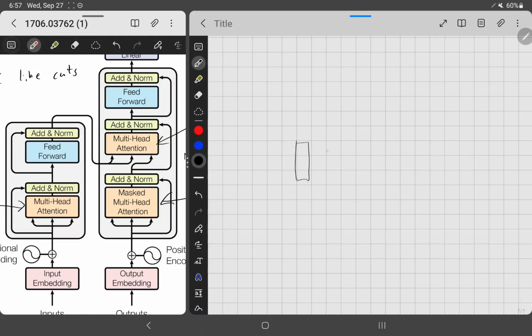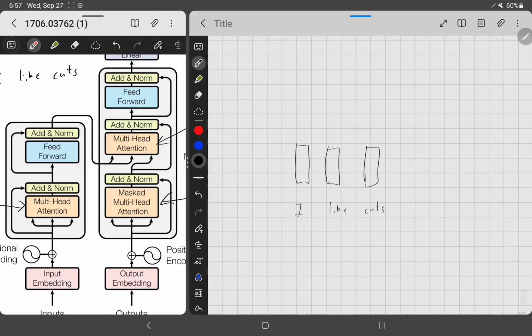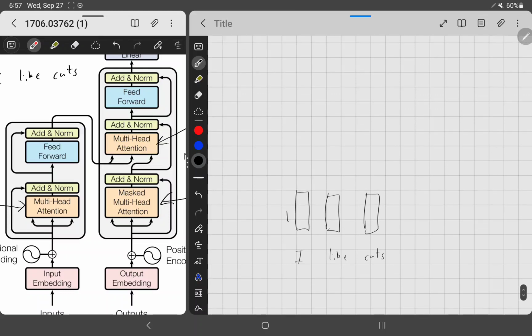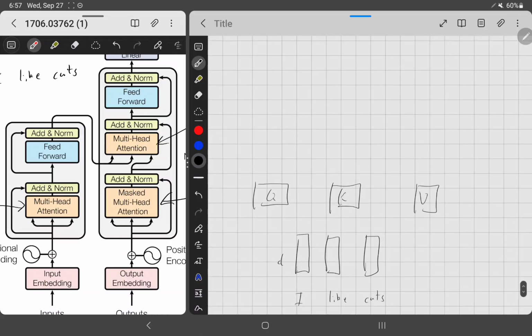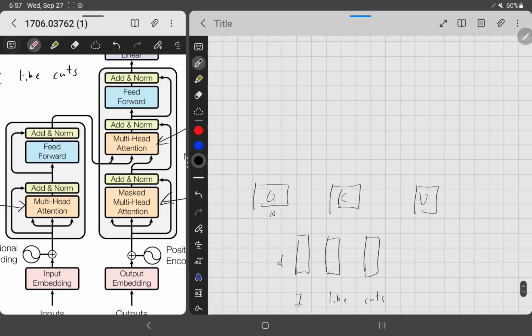So let's say we have our sequence. Again, this is the last time I'm drawing this sequence for an attention matrix. We really like cats. But we have n equal to 3, and you compute your queries, keys, and values. You get the drill. Your queries, keys, and values will each be an n by d matrix.